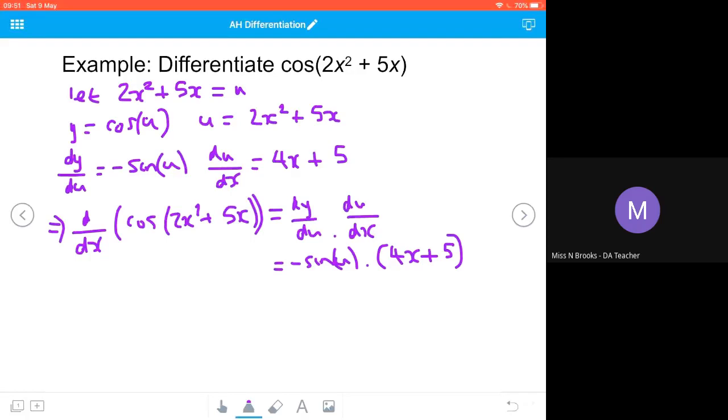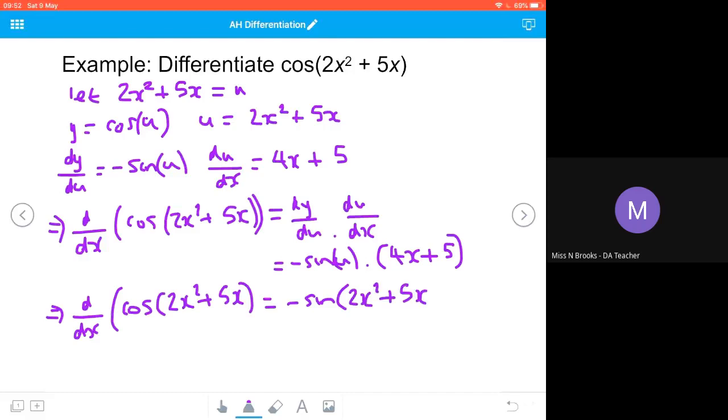And then I need to substitute in. Let's write my function again. I need to substitute in my 2x squared plus 5x in place of the u, so it's going to be negative sine of 2x squared plus 5x multiplied by 4x plus 5, and then I'm going to write minus 4x plus 5 in a bracket sine 2x squared plus 5x as my final answer.